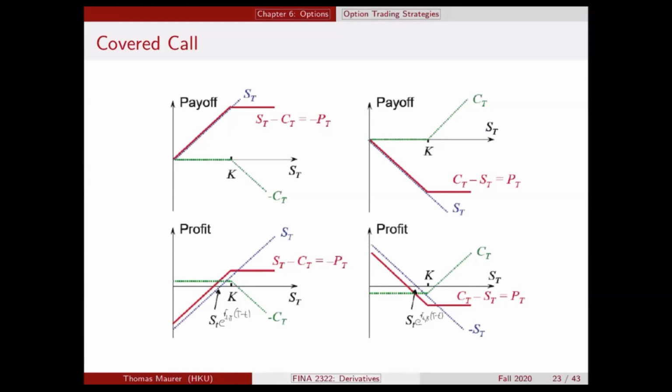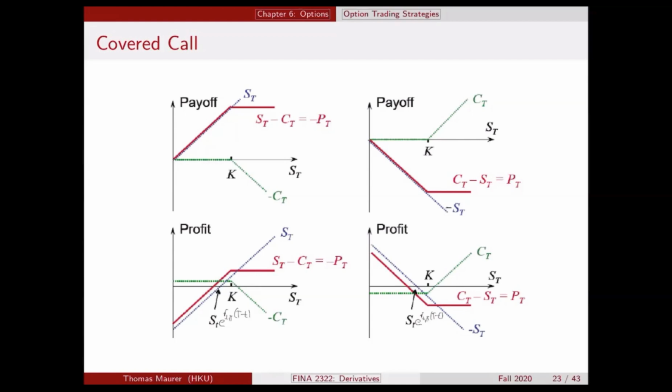Another version of the covered call is where we take a short position in the underlying asset, illustrated by this decreasing 45-degree line. So here I should have a minus sign in front of S. And we combine this with a long position in a call option. And notice if we add up the kinked green line and this blue dotted line, then we get this kinked red line over here. And notice that this looks exactly like the payoff of a put option. So this version of a covered call of a long position in a call option and short selling the underlying yields exactly the same as a long position in a put option.